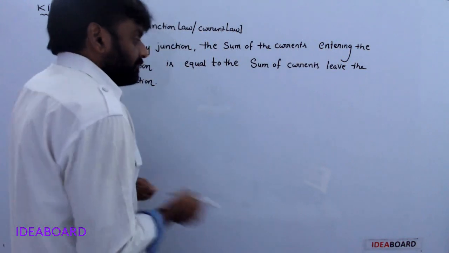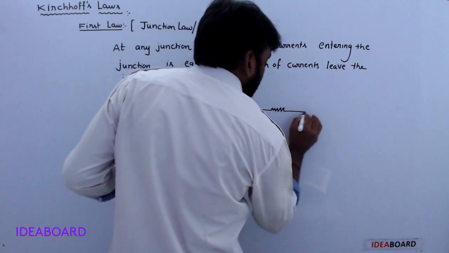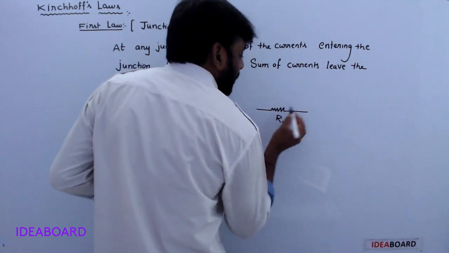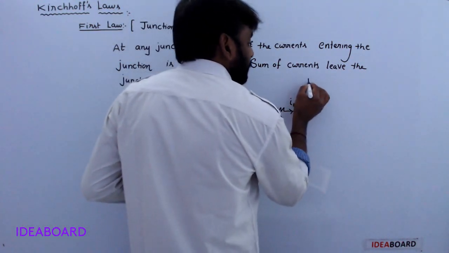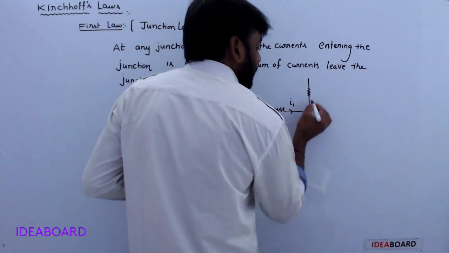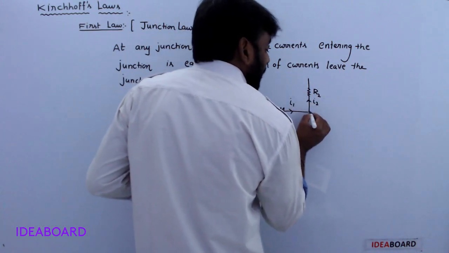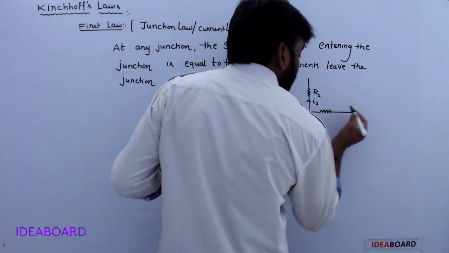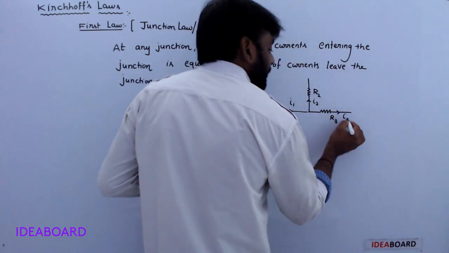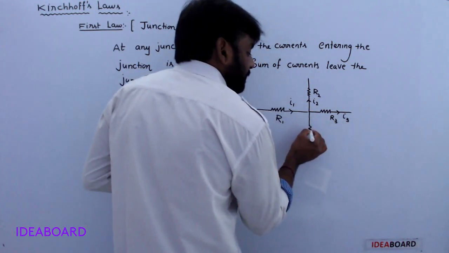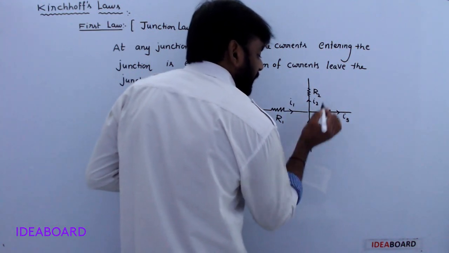For example, one conductor has resistance R1 and current I1. The next conductor is R2, its current is I2. This one is R3, here the current is I3. This is R4, here the current is I4.